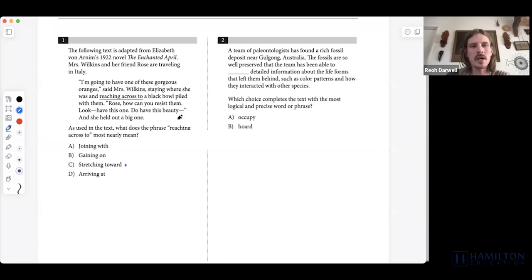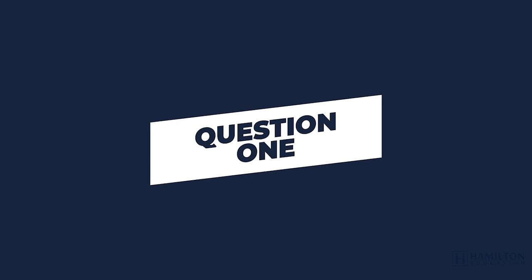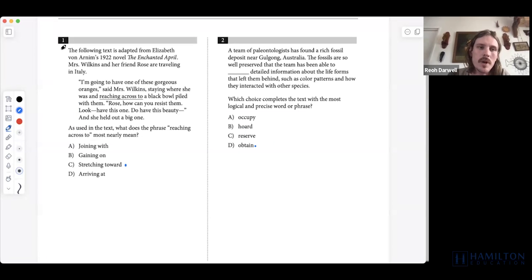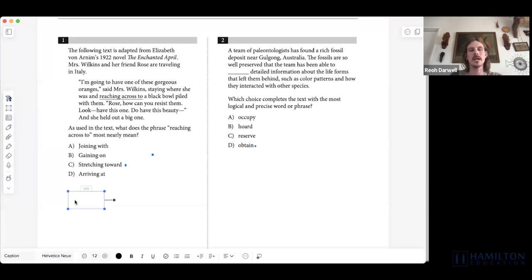Now we're moving on to module 2 of test 395. We're beginning with question 1 of that module. We have a word in context question. Typically these word in context questions look more like question 2. You have a blank that you need to fill in with a logical and precise word. But sometimes we see it like in question 1, where we have an underlined word or phrase, and we're looking for something that has the most nearly the same meaning.